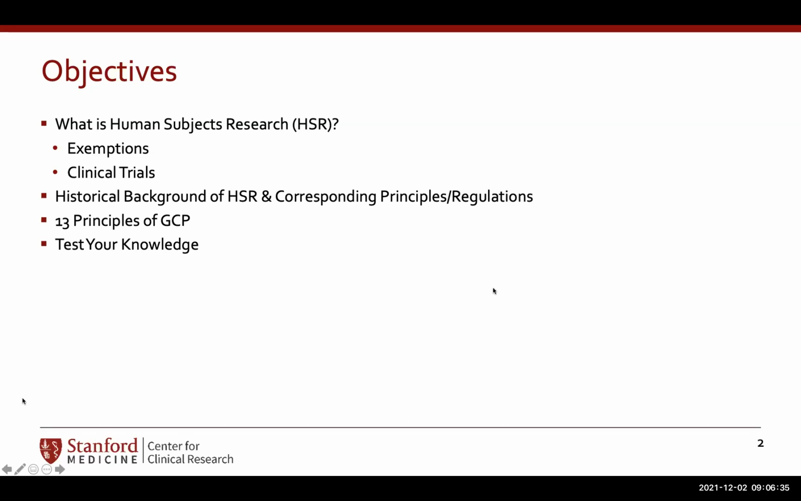So today we're going to talk about what exactly is human subjects research, and obviously the acronym for that is HSR. We'll talk about exemptions to human subjects research. We'll go over some examples. We'll talk specifically about clinical trials. We'll talk a lot about the historical background, and if you've attended the informed consent class, then you're probably going to see a few slides that are similar or the same, because I talk a lot about the history of human subjects research in the consent class as well. But I have a few other newer examples in today's talk.